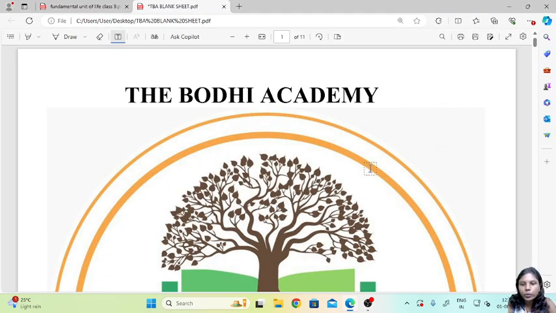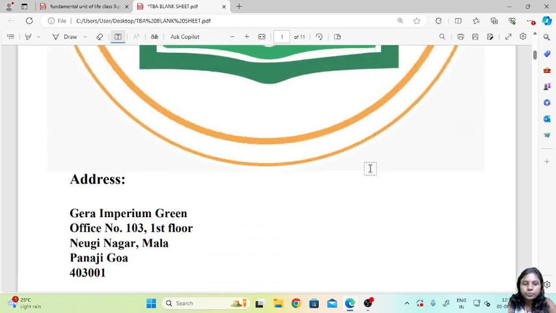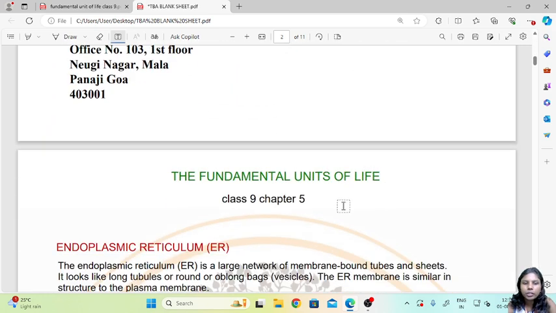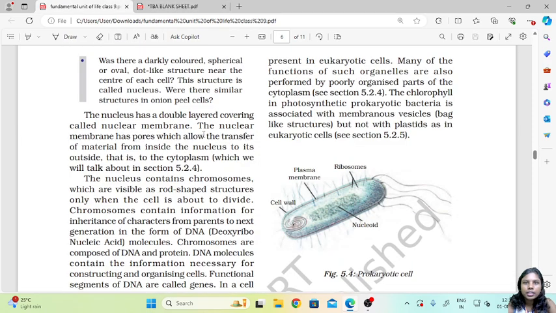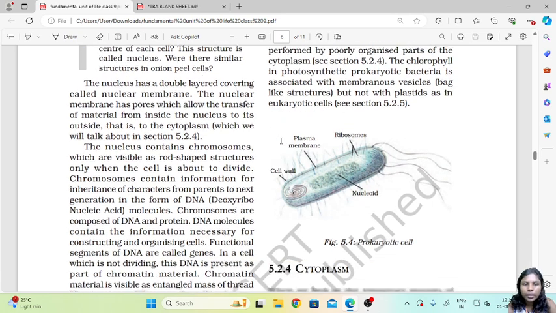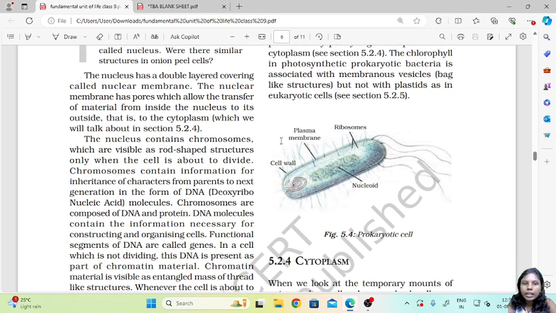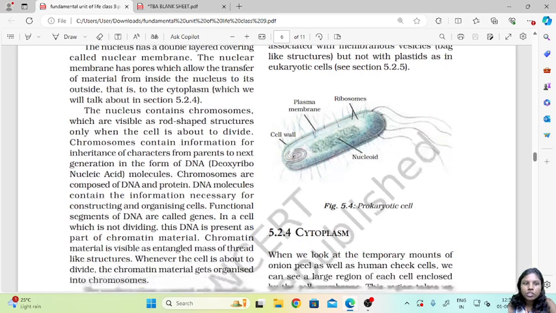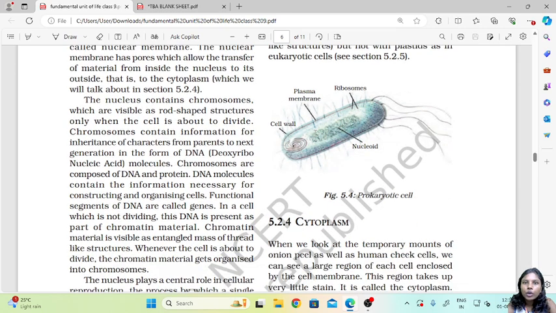My name is Amisha Kulaso, and in today's video we will continue with our chapter The Fundamental Units of Life. Previously in this chapter we spoke about the nucleus. We said that the nucleus has a double layered covering called the nuclear membrane. This nuclear membrane has tiny pores which help in the transfer of material from inside to outside of the nucleus, that is, into the cytoplasm.